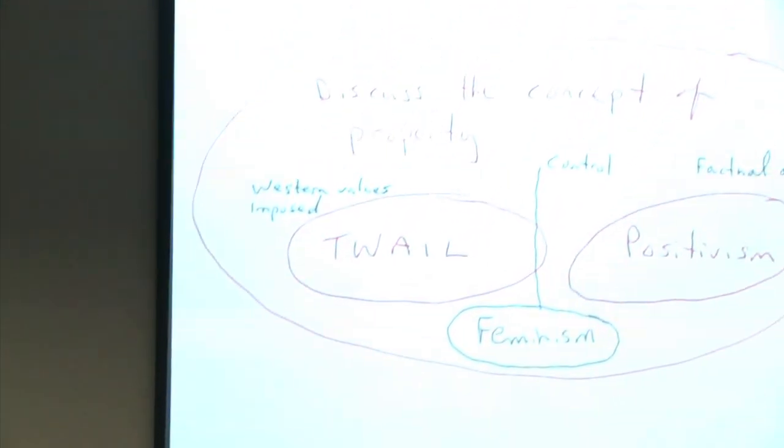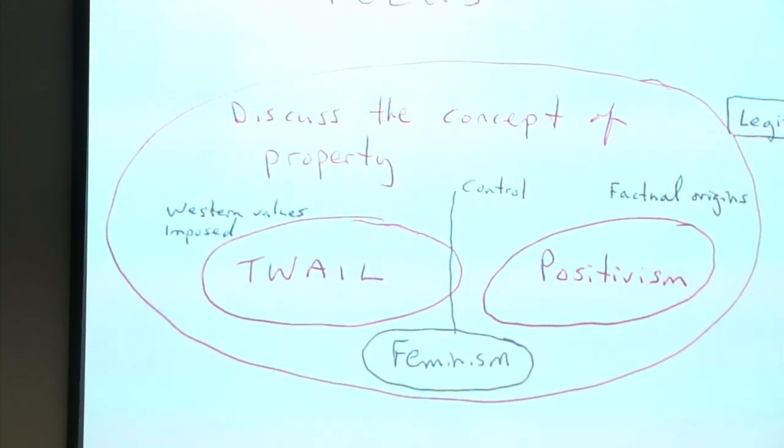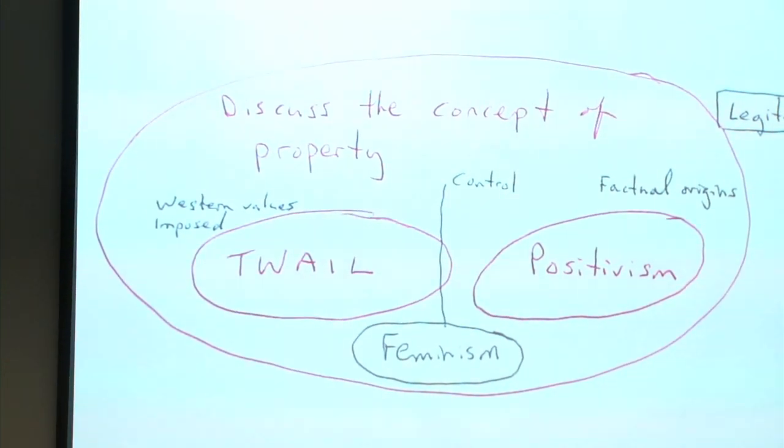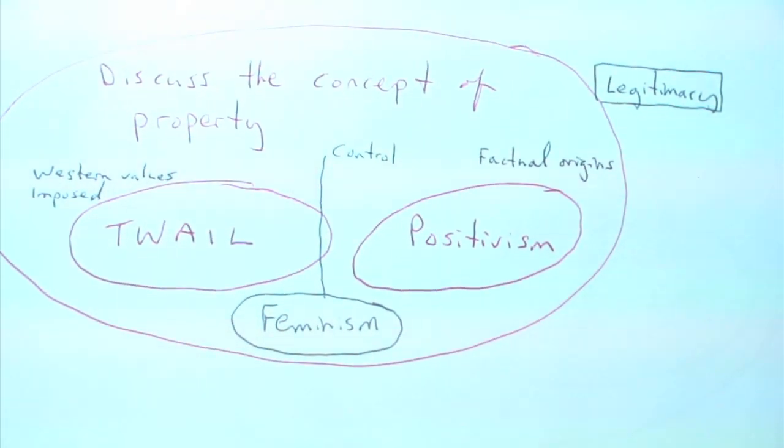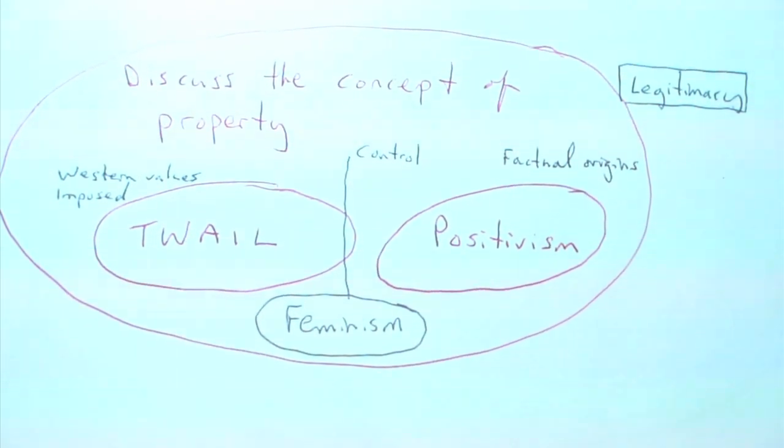Okay, is there someone else here? Yes. From the other side of Twail, there's perhaps an oppression. Yeah, imposing these Western values can lead to this sort of oppression. Yep. So it leads to oppression. Okay, but we need to always ask ourselves, what is this telling us about the nature of property, the nature of the concept of property?